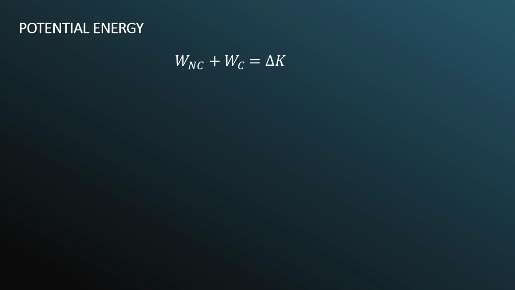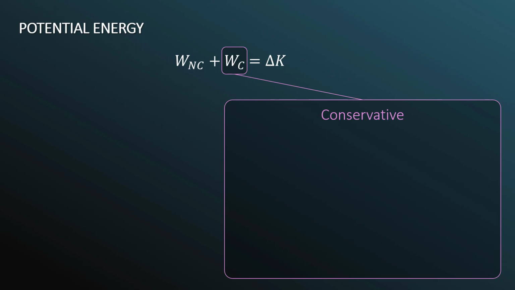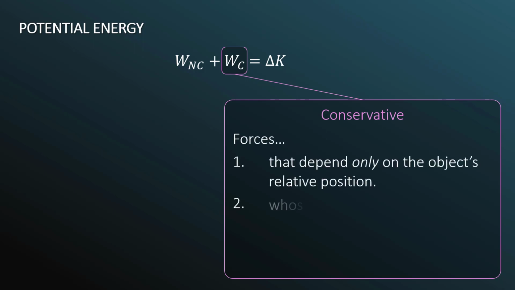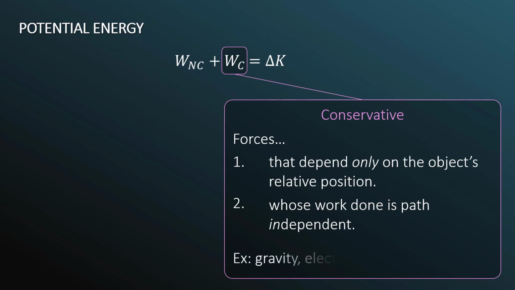What the heck are these? So work done by conservative forces. Well, what is a force that's considered to be conservative? Well, these are forces that, 1, depend only on the object's relative position, and 2, whose work done is path independent. And I will talk a little bit about this in the following slides. Examples would be gravity, electric, and spring forces.